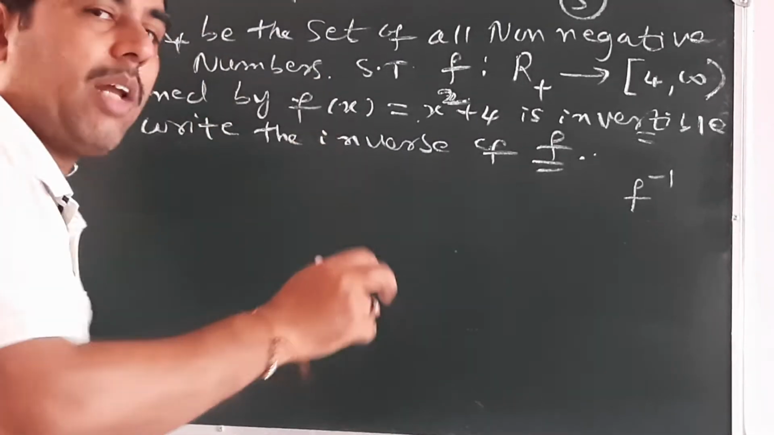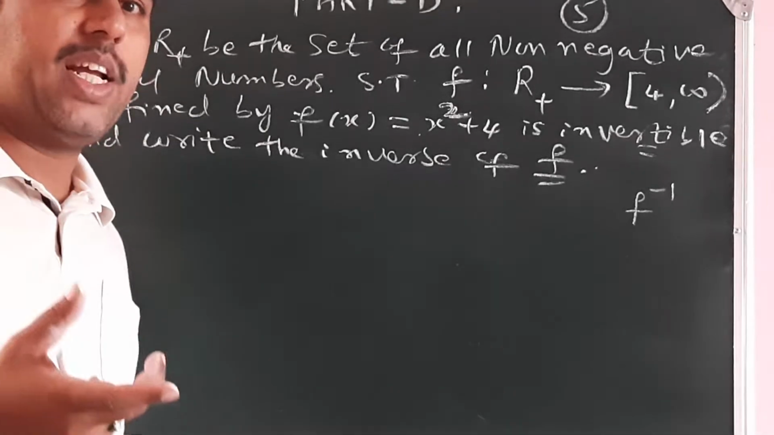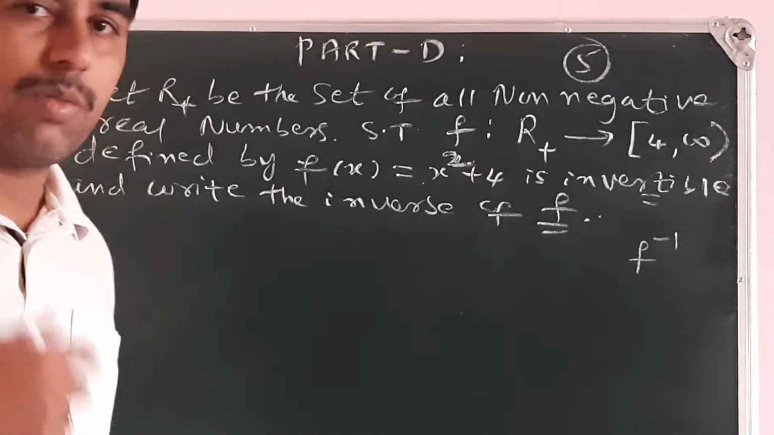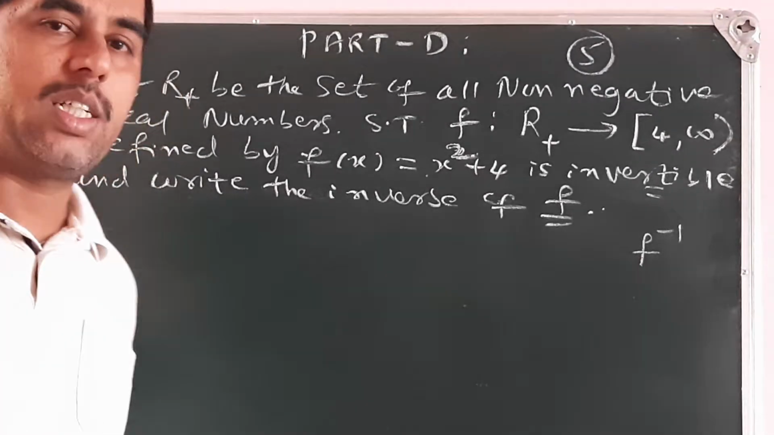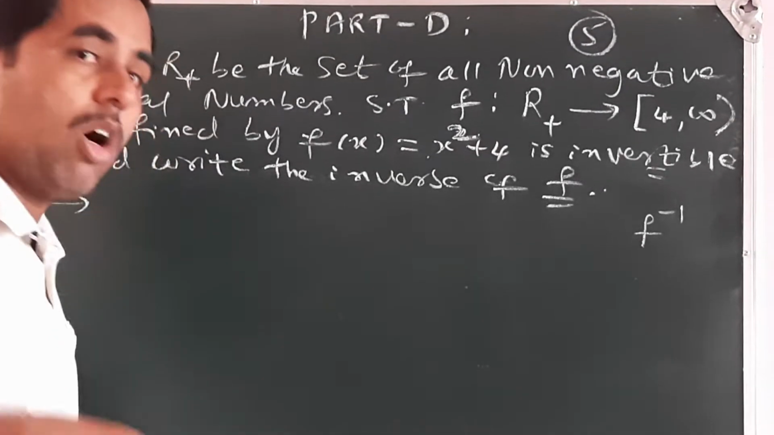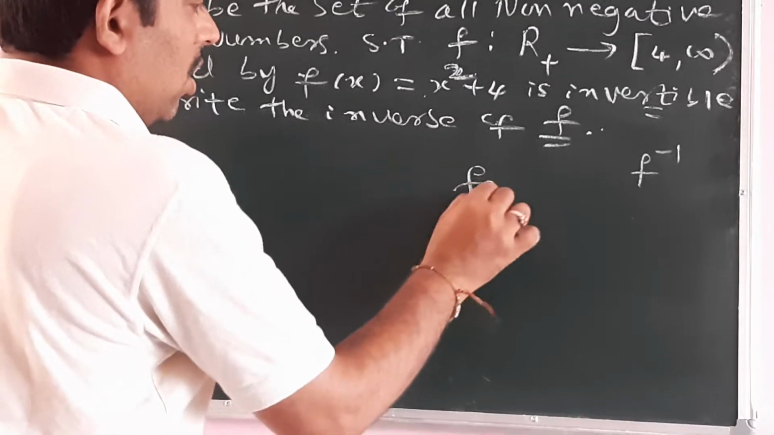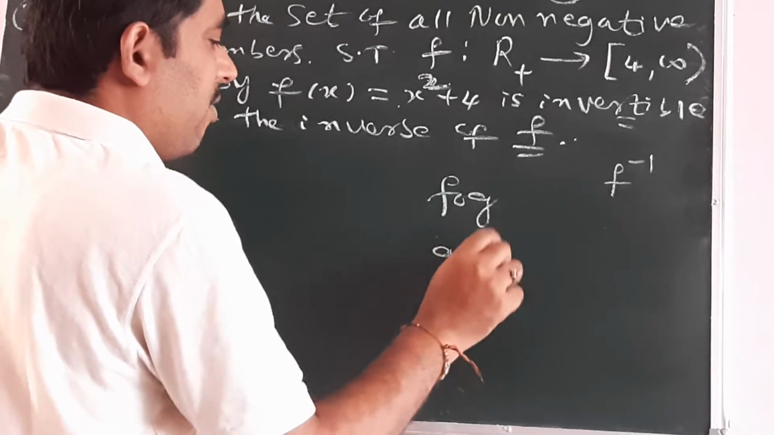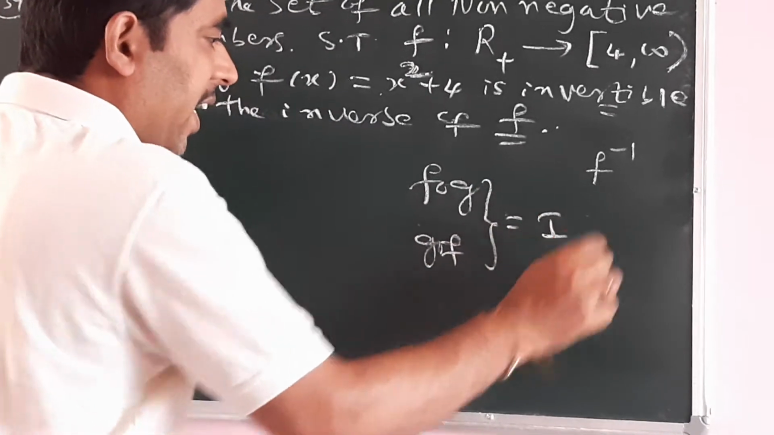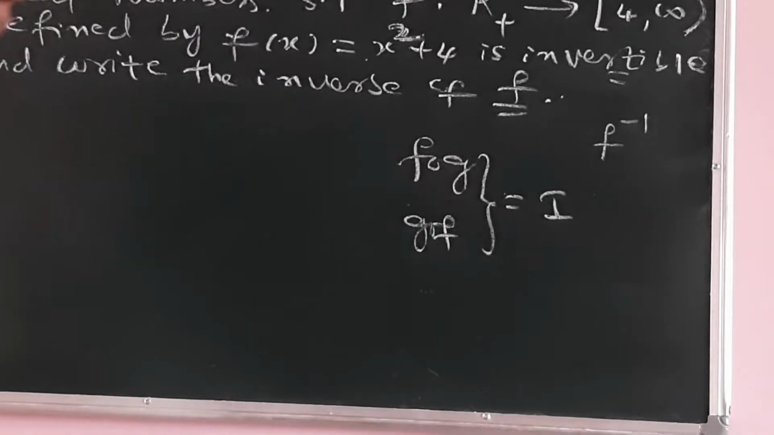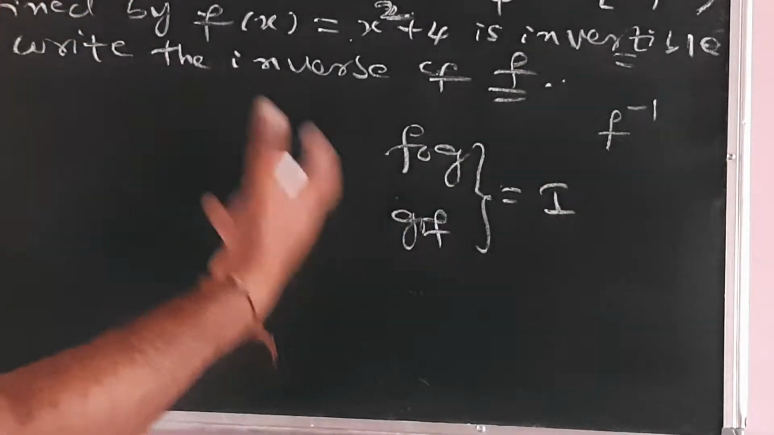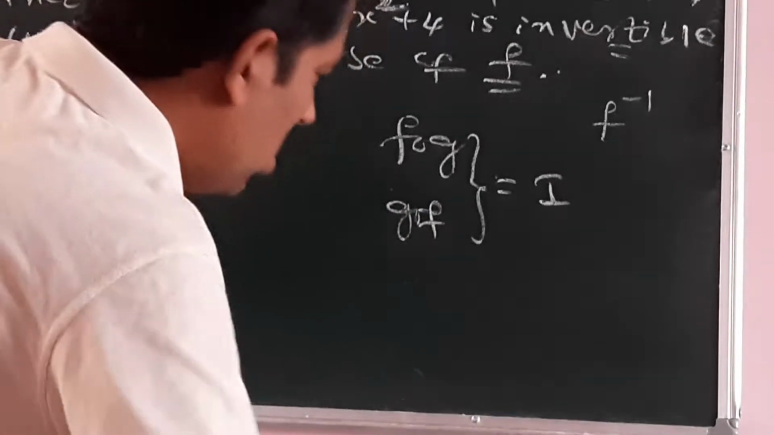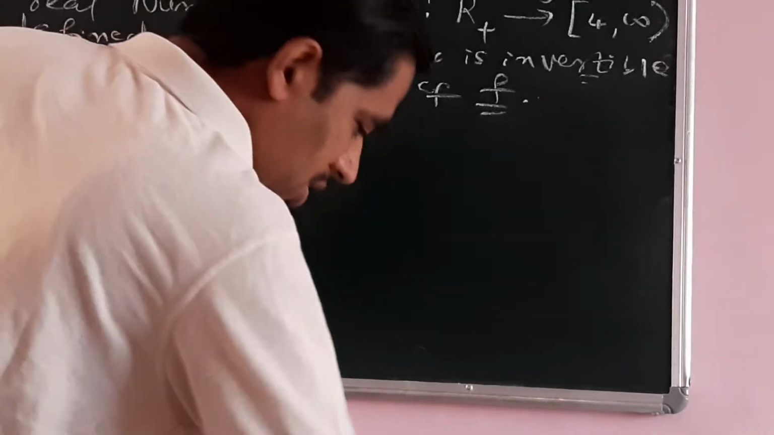So, this problem can be solved in 2 ways. One way is we must show that the function is injective and surjective. Then only f inverse exists. What is the other way? The other way is composition of functions. If I show that the compositions of g and f, and f and g, are both equal to the identity function, then we come to the conclusion that f inverse exists and we write the inverse of the function. So, here I am going to use the concept of composition of 2 functions. Okay, let's start the problem.